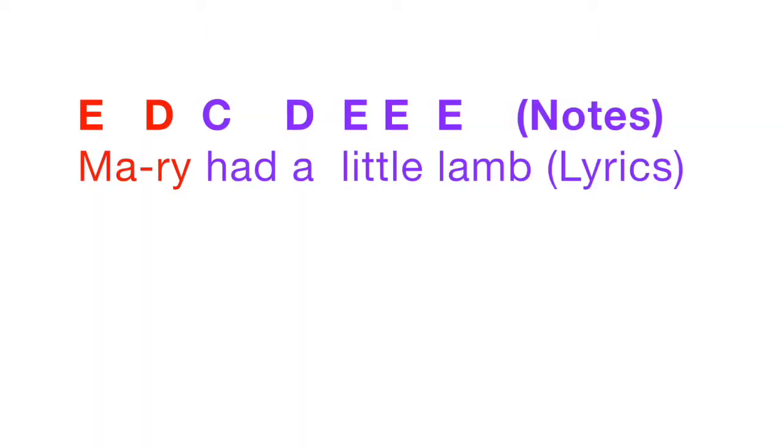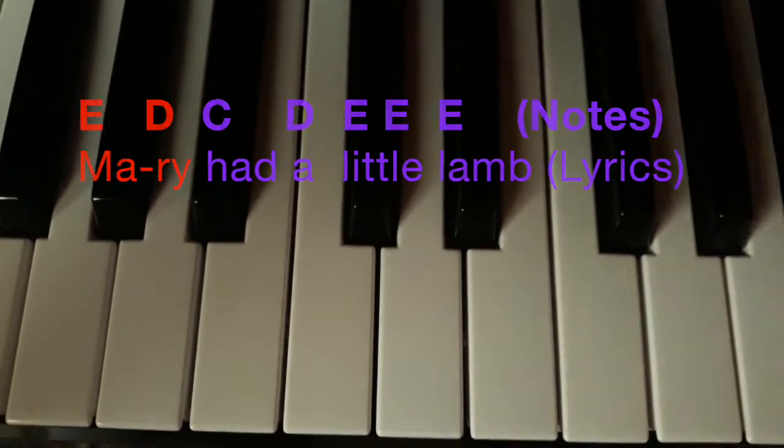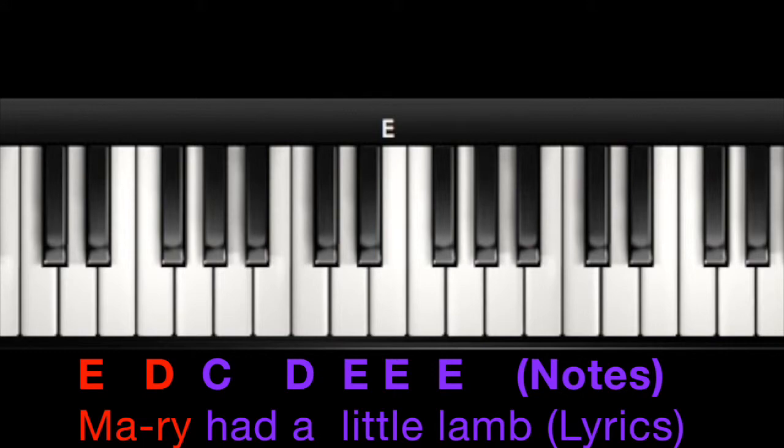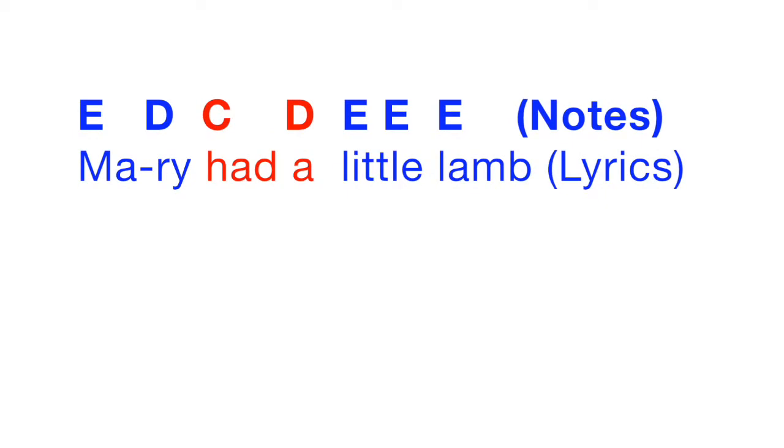a little lamb. Now, one thing to note about lyrics and music and melodies is that the lyrics have syllables where you break each word out. So, Mary is two syllables, which represent E and D, which on the keyboard are E and D. So it goes Mary. And then you have had a, those are both words with one syllable each, so you have one note or one letter name. So it's the notes C and D.